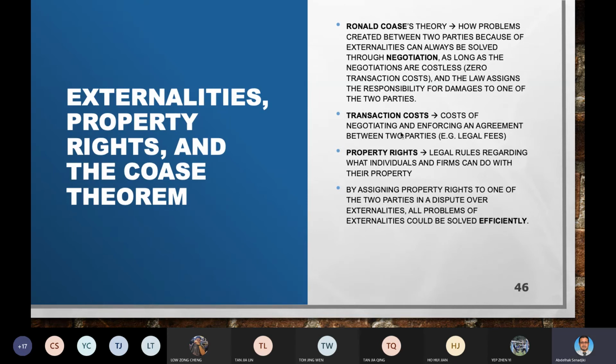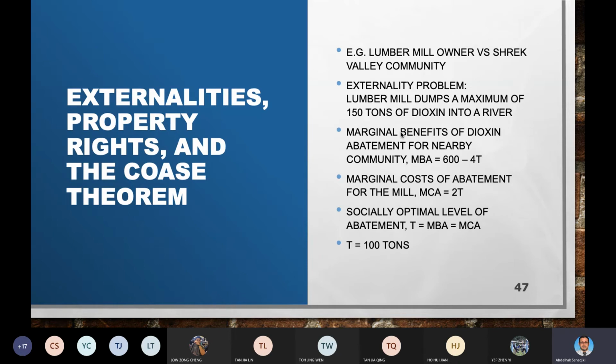So by assigning a property right to one of the two parties in a dispute over externalities, all problems of externalities could be solved efficiently. This is based on that theory. Now, of course, you may not understand it because it is a theoretical perspective. So let's go and have an example.